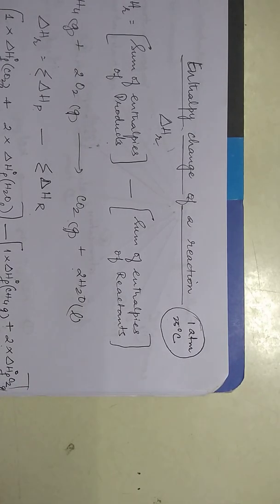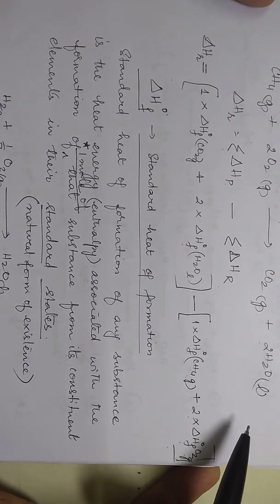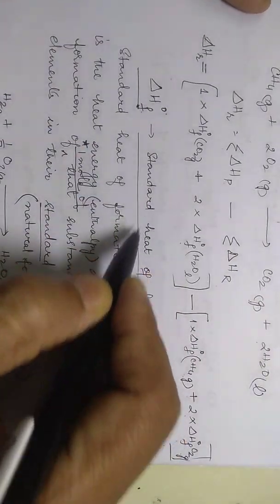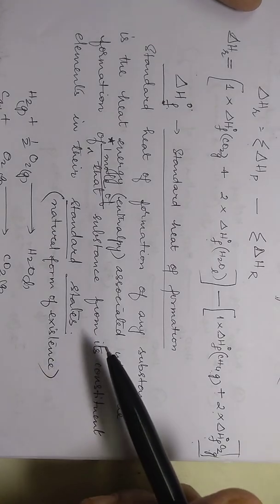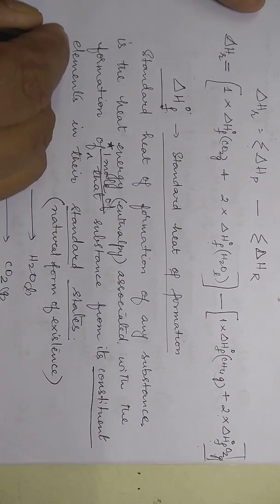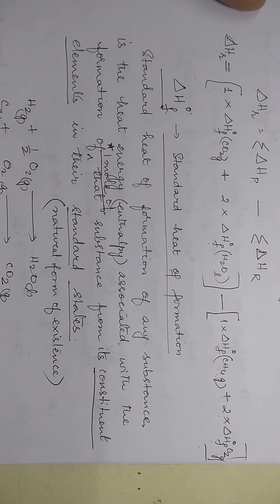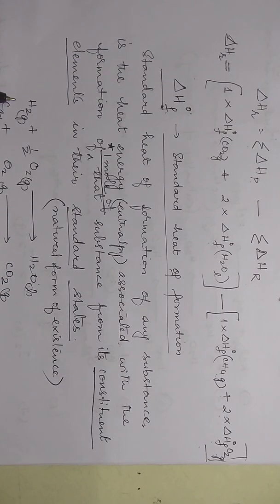Now, what is this delta H naught F? Delta H naught F is nothing but standard heat of formation, F for formation. What is standard heat of formation? It is the heat associated with the formation of 1 mole of that substance from its constituent elements in their standard states. What do you mean by standard states? Each and every element exists in a particular natural state, is it not? That is called the standard state. And you have to mention the formation of that substance from its constituent elements in their standard states.